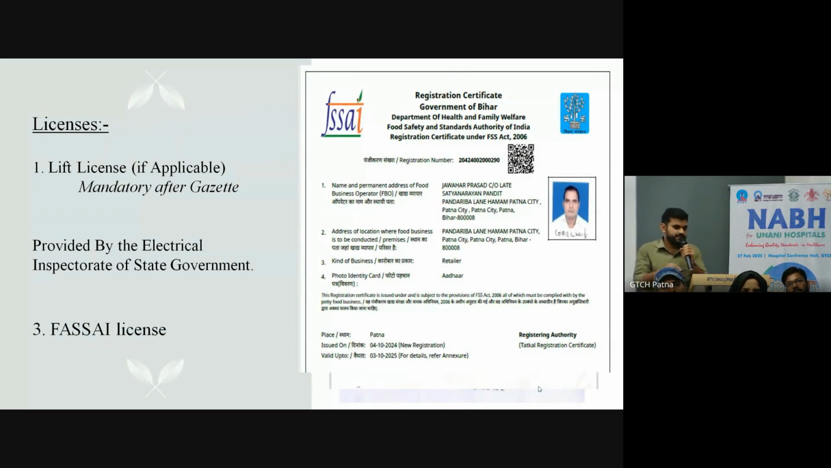Next is the food license. Right now, each and every hospital is providing food services to patients, and this license is also mandatory, as we are providing food to IPD patients. Whether we are providing it or any other external agency is providing it, this license is mandatory.